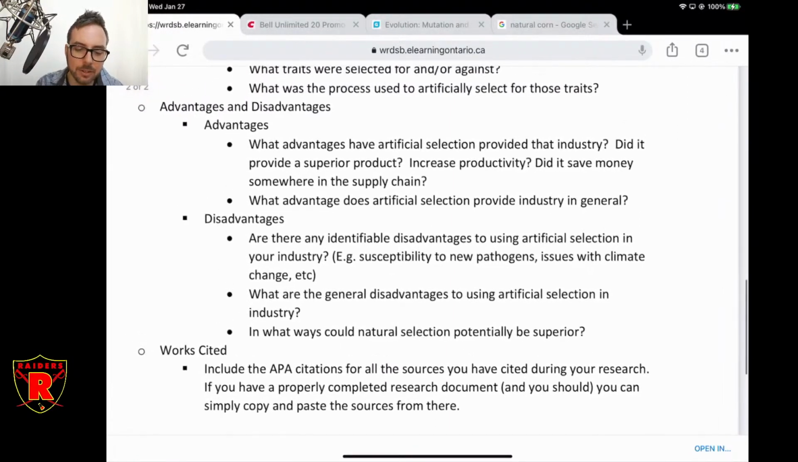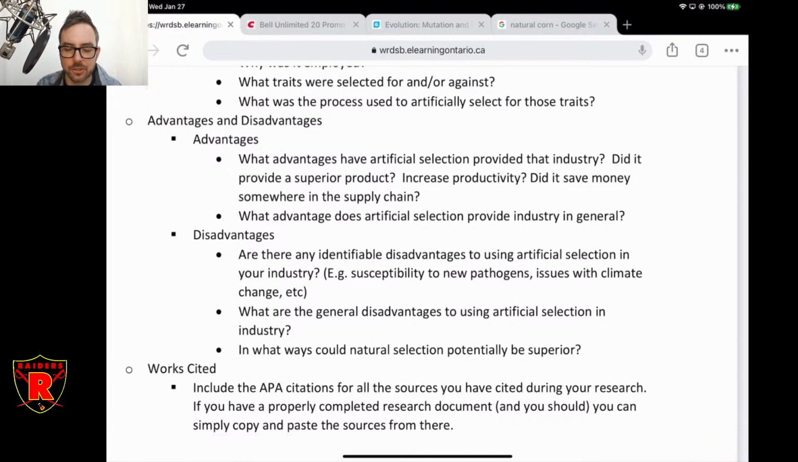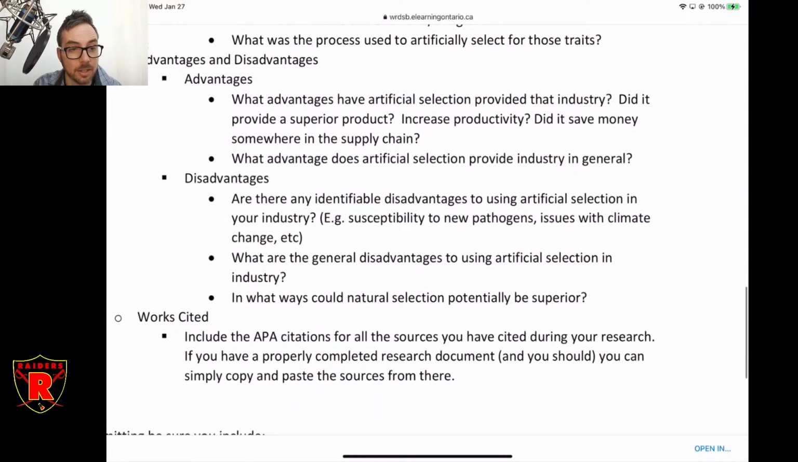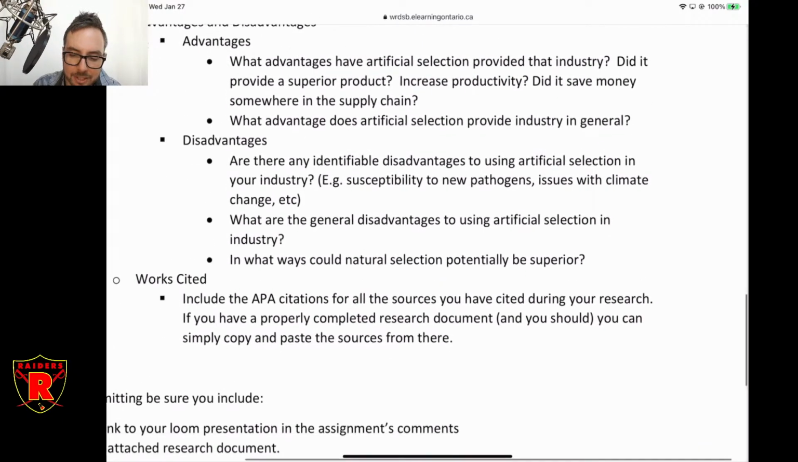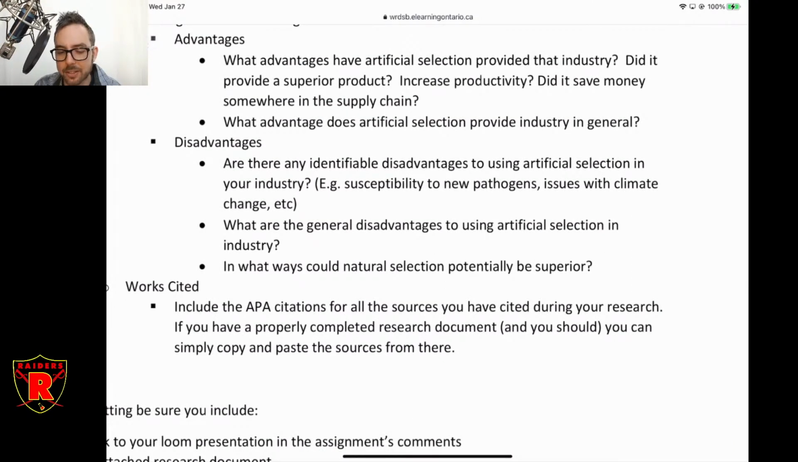And then the last part here is you're going to talk about the advantages and disadvantages of this artificial selection. What advantages did it provide your industry? Did it create a more superior product? Did it increase productivity? Were you just able to produce more crop with less fertilizer? Specifically, what advantages did it provide that particular industry? Did it save money somewhere in the supply chain? Does it make the product lighter? Whatever. Essentially, you're going to be discussing what advantages artificial selection has provided your industry. What is the purpose of doing it in your species or industry?